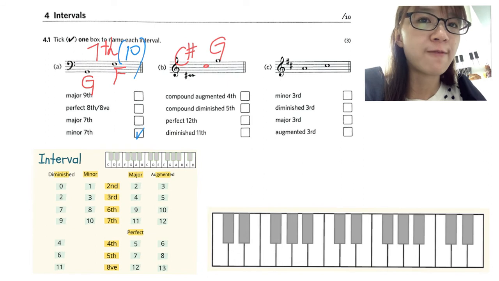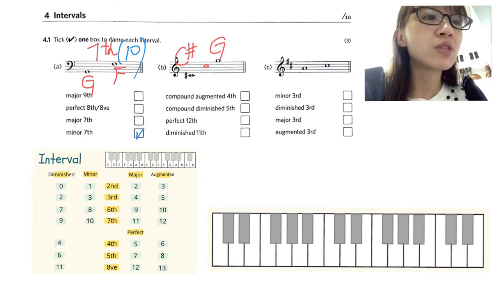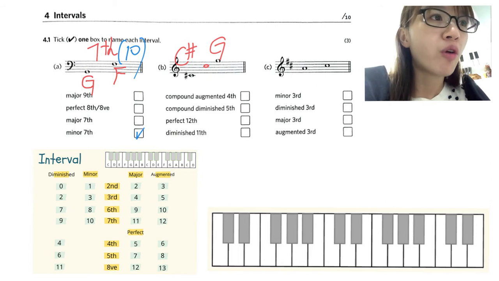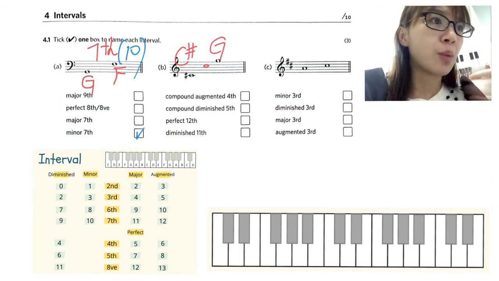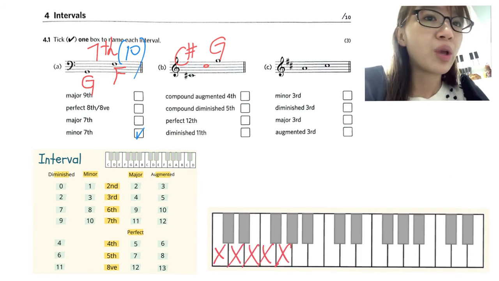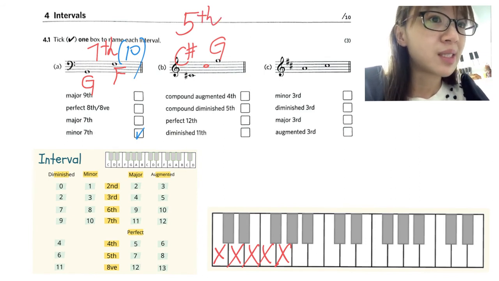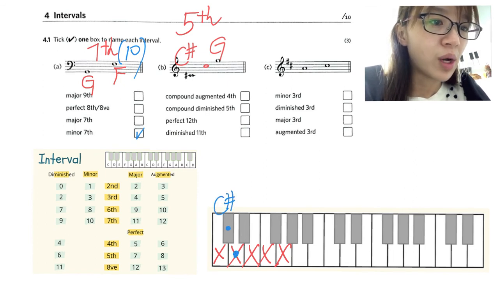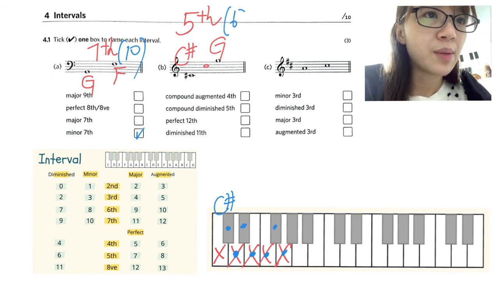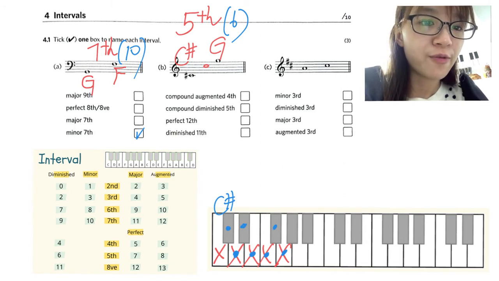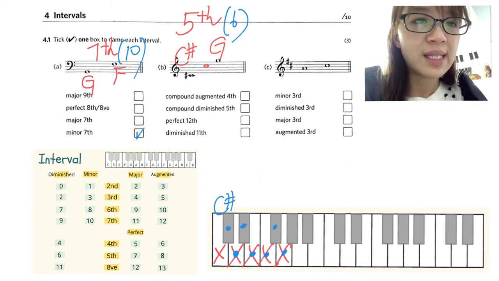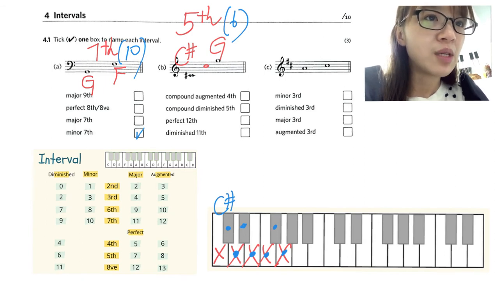So let's do C to the G. Count the letter name C to the G without worrying about the sharp or flat. We need to know the distance. 1, 2, 3, 4, 5. So we have 5 steps. Now count starting from the C sharp, and this time 0, 1, because this is C sharp. 0, 1, 2, 3, 4, 5, 6. 6 semitones. So we check 5th, and we have 6 semitones. It's diminished. The answer is diminished 5th.